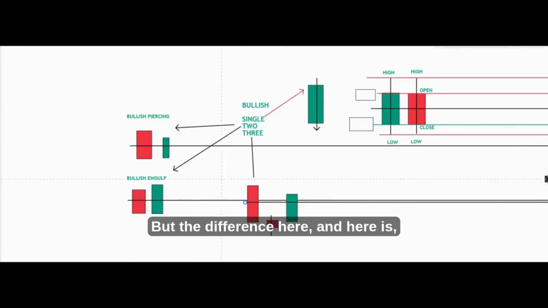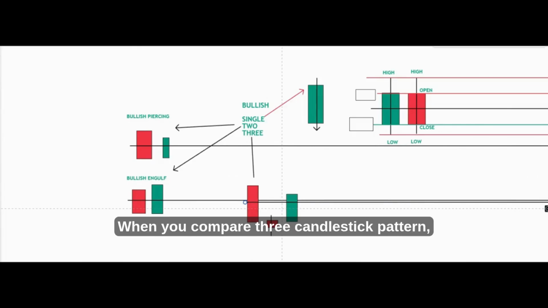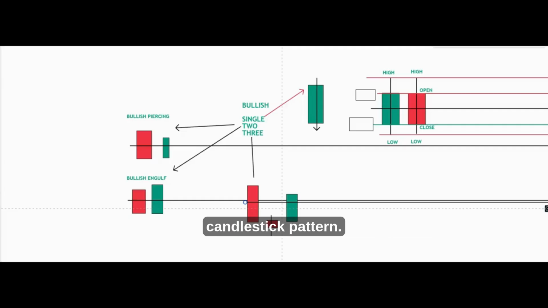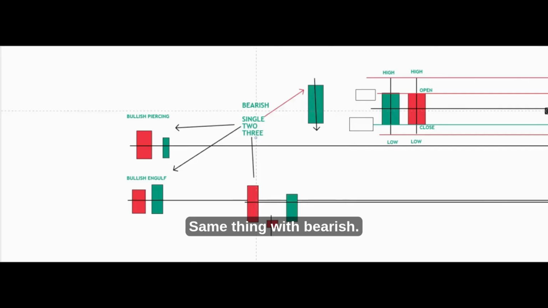But the difference here is that one is a two candlestick pattern and the other is a three candlestick pattern. A single candlestick pattern is less significant compared to a two candlestick pattern. When you compare a three candlestick pattern, it is more significant than the two candlestick pattern. This is about bullish. Now we will see about bearish. The same thing applies to bearish, they are also single, two and three candlestick patterns. The thing is, the color changes.